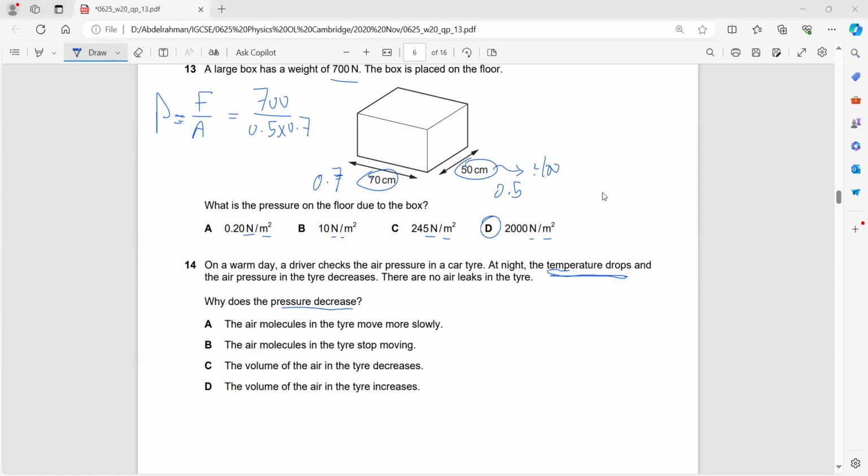When the temperature drops, what happens to the air molecules? The air molecules move more slowly. So this is why the pressure drops. Okay, good.